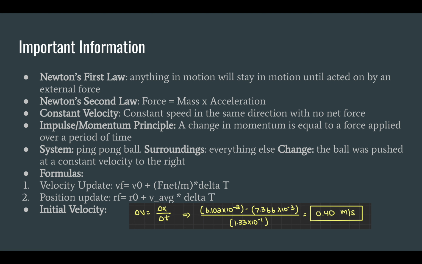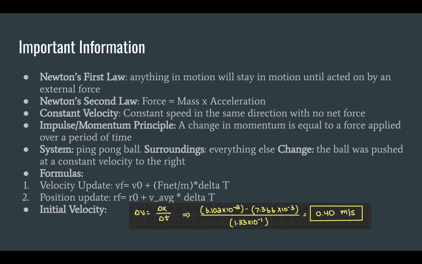We have the impulse momentum principle, which is a change in momentum is equal to a force applied over a period of time. And using these principles and laws, we were able to derive a few formulas. The first being the velocity update formula, which states that the final velocity is equal to the initial velocity plus F net over m, which is our acceleration, times a change in time.